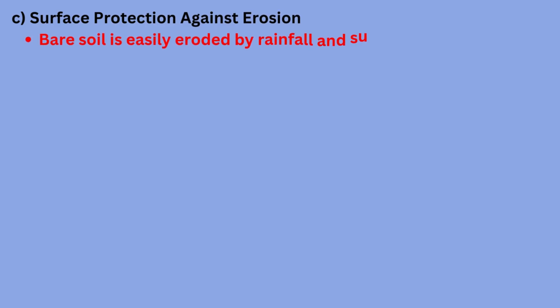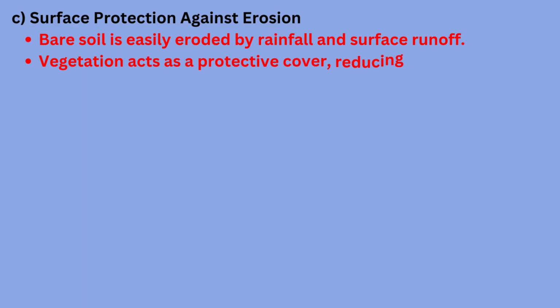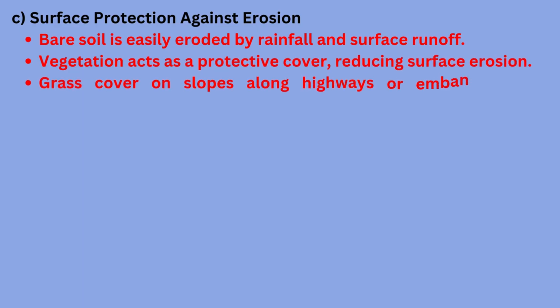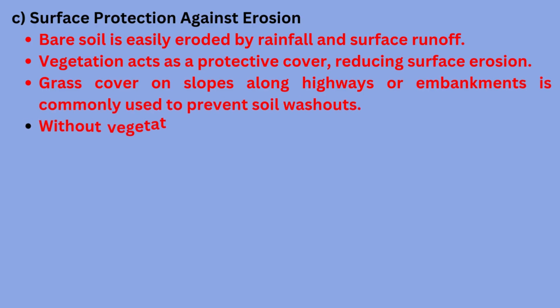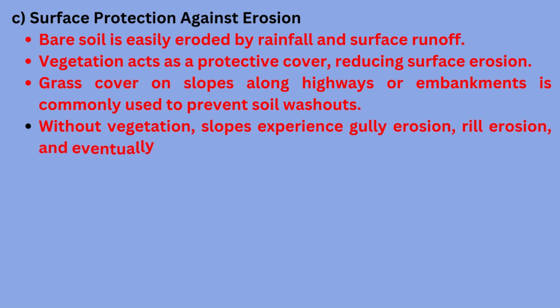C. Surface protection against erosion. Bare soil is easily eroded by rainfall and surface runoff. Vegetation acts as a protective cover, reducing surface erosion. Grass cover on slopes along highways or embankments is commonly used to prevent soil washouts. Without vegetation, slopes experience gully erosion, rill erosion, and eventually larger failures.